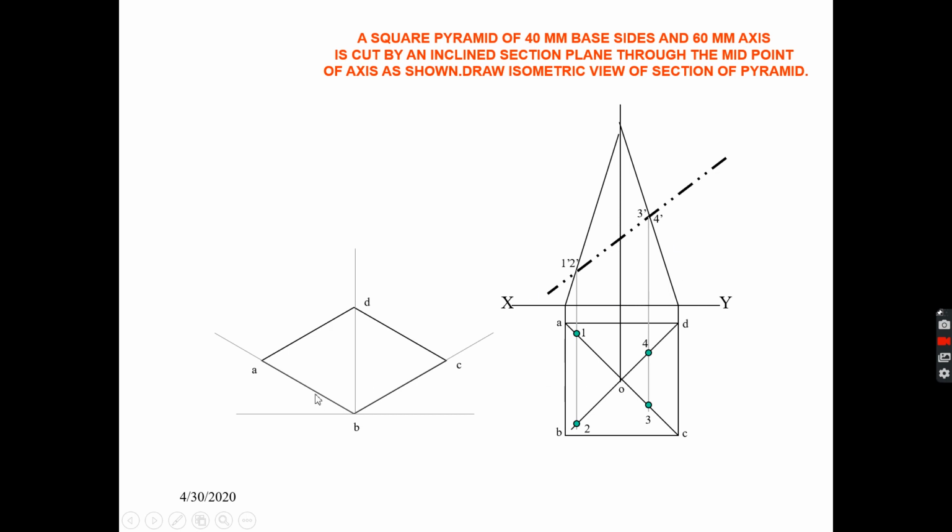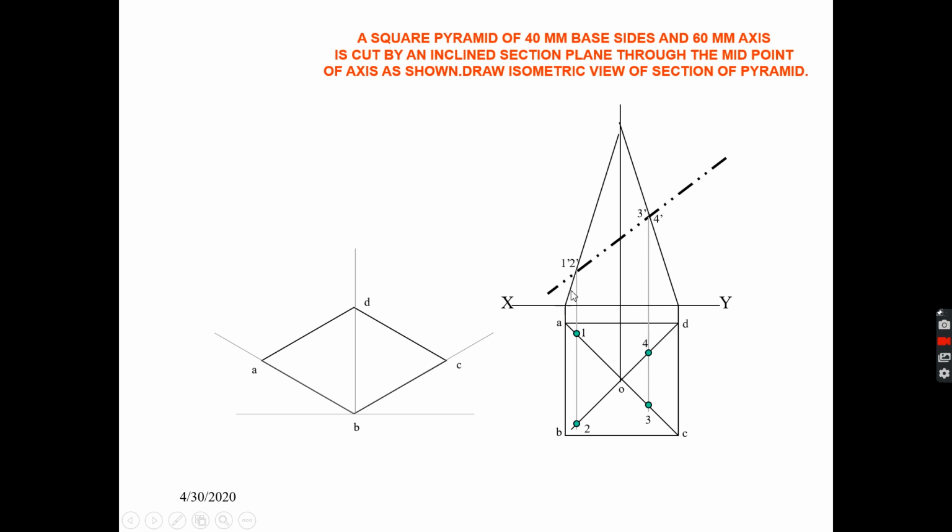The same way, you can mark all the points A, B, C, and D. B and C are at the front, and A and D are at the back. This way you can mark all the points. After that, see that the section of the square pyramid is given. So the only thing you have to draw is this particular thing.